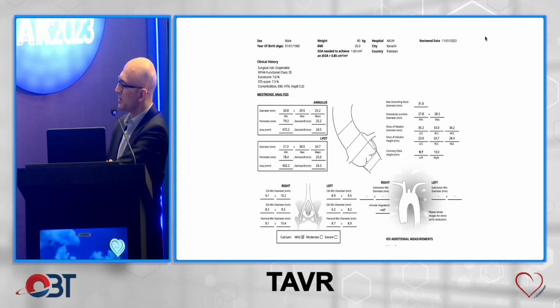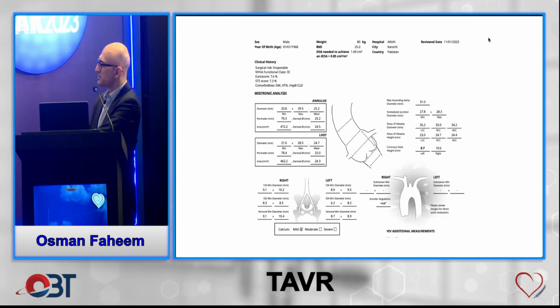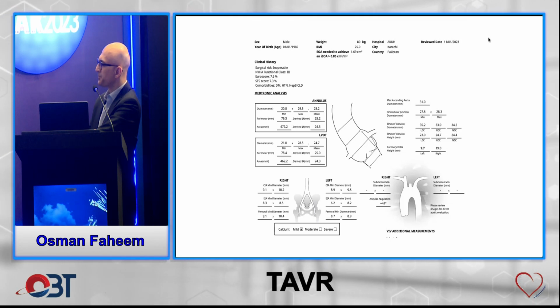So if you look at left coronary height is 9.7 and the right is 19. So right is pretty high, and typically in bicuspids the right tends to be high and at times might be a little bit anomalous. But when you look at the 10 millimeter, then the next thing you're looking at is the sinus depth and the sinus height.